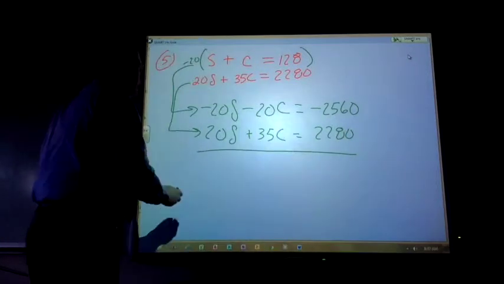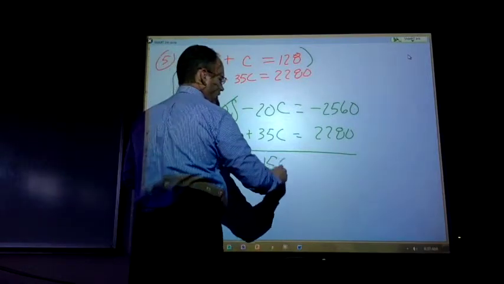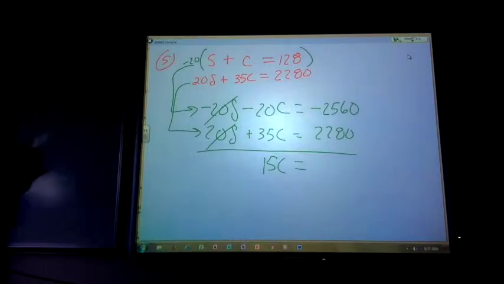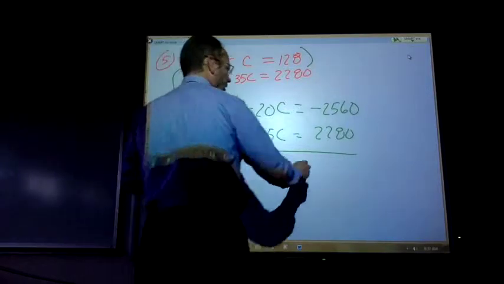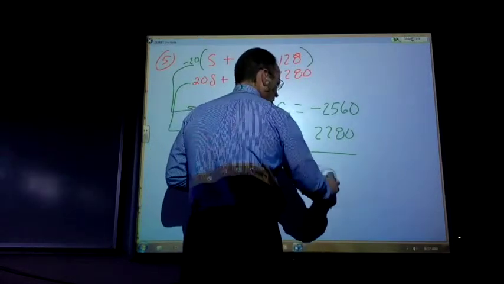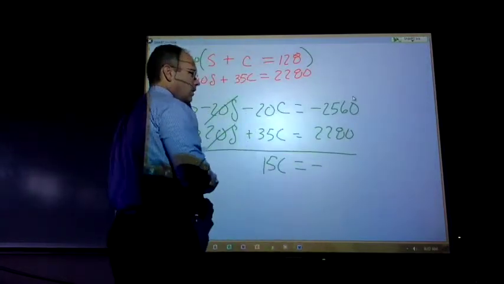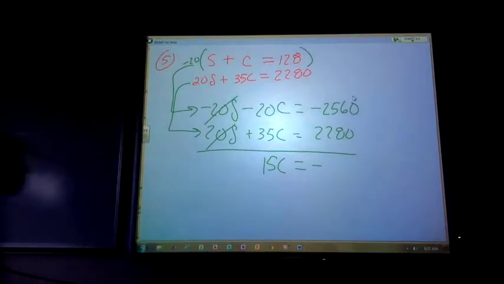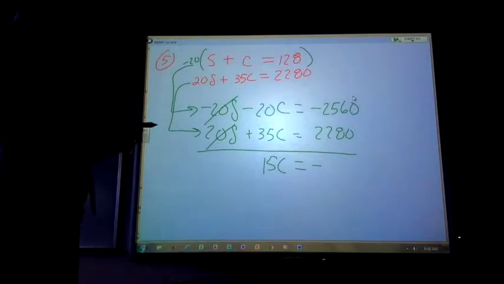Something's not going to work right here. That cancels with that, yes? Yes. If I add these together, I get positive 15c. What's negative 2560 plus 2280? How much? Negative 280. Negative 280, really? You should probably work it out. You guys have the technology, though. It's negative 280. It doesn't come out evenly. It's negative, I know that. What does it come out to? Negative 280. It came out as a decimal, so I stopped.